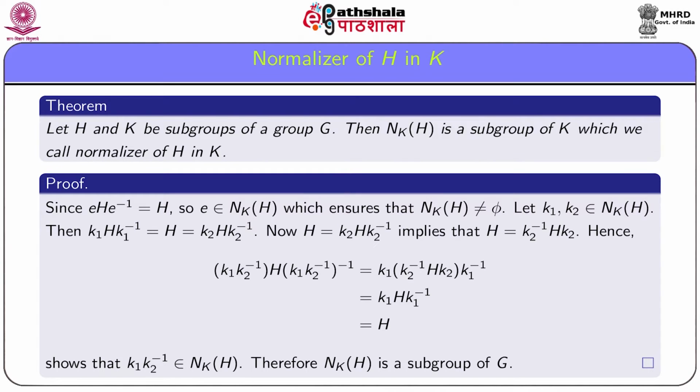Let H and K be subgroups of a group G. Now we prove that N_K(H) is a subgroup of K, and this we call the normalizer of H in K. N_K(H) is a non-empty set because e belongs to N_K(H).